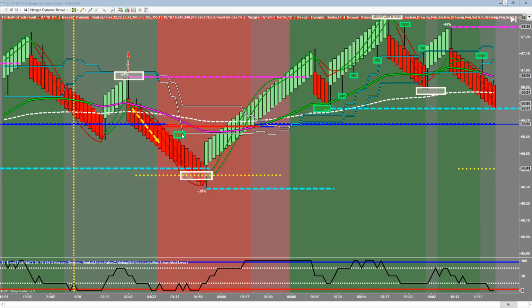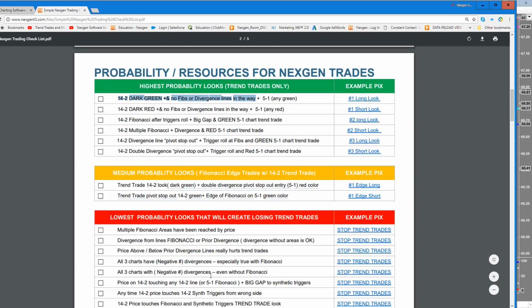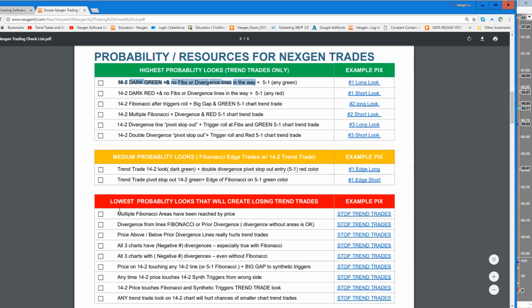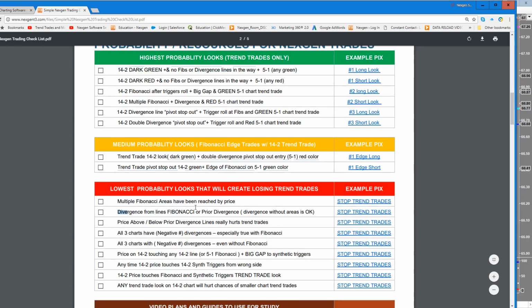Now, this white box represents the space at which you can't do a trend trade anymore, short. Why? The rules are very simple. If you reach a prior divergence line, and again, I can show you this in here, but you need to know this stuff here. If you reach a prior divergence line, stop doing trend trades.